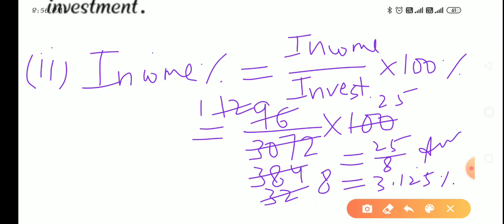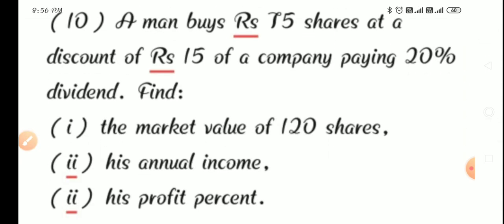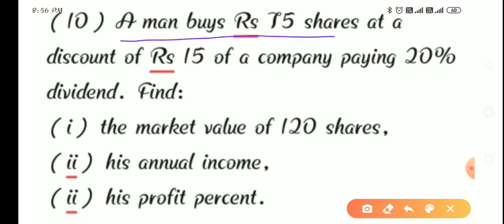This is the answer. I think you are getting all the questions now. Now question number 10. You can see what is given in this question. A man buys rupees 75 shares at a discount of rupees 15.